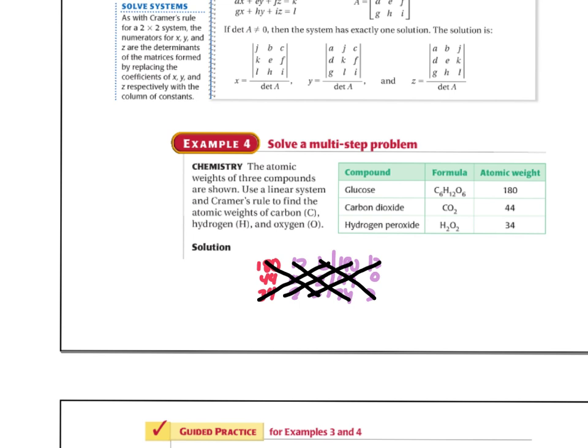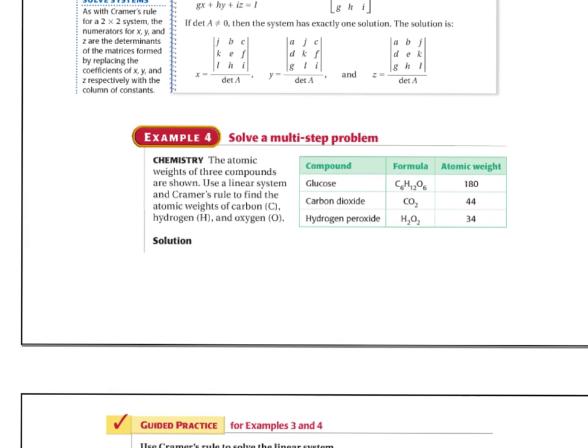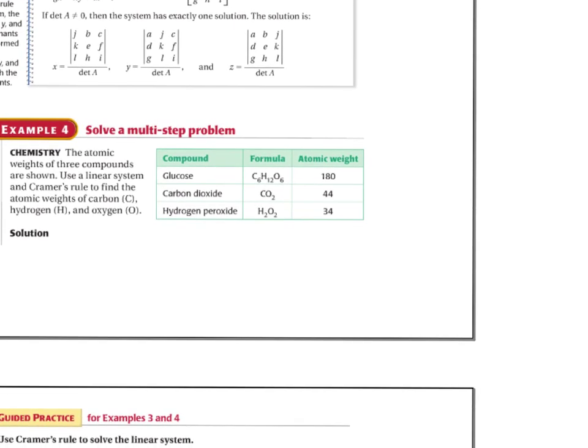And for the sake of time, I will just tell you, you end up with negative 432 in the numerator and negative 36 in the denominator. And when you divide, you get 12. So your X value, or in this case, really your C value, your carbon, is 12. And actually, it's really our C value, so I should change this to a C. I apologize.